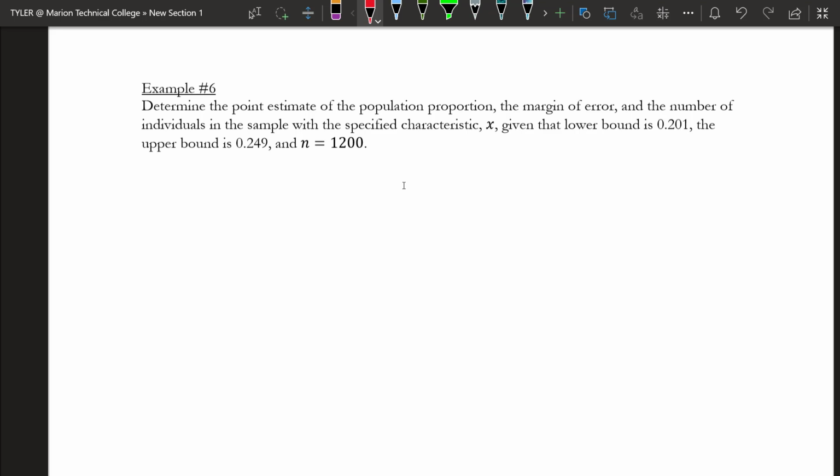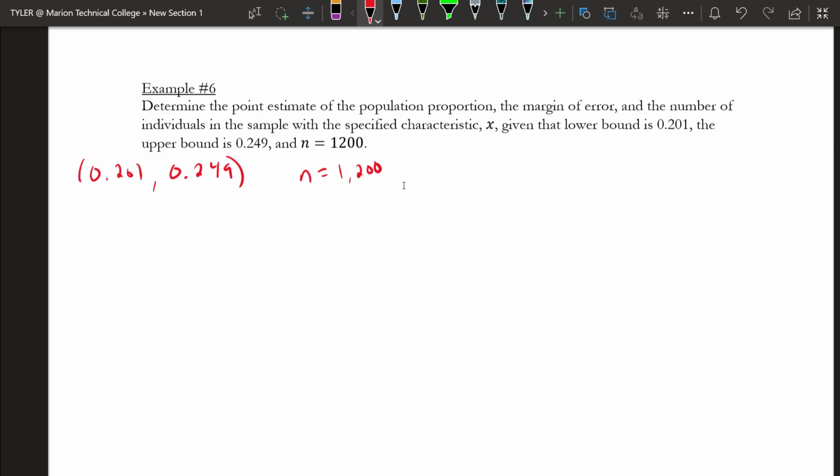So let me label here what we have. Right? So we have 0.201, comma, 0.249. That's my confidence interval. And I also know that n equals 1,200. Right, so those are the values that I'm given.